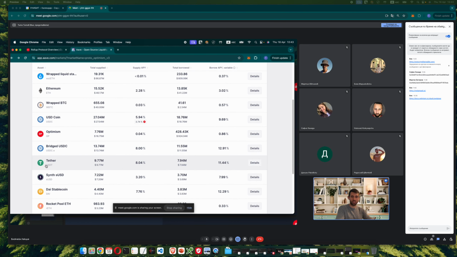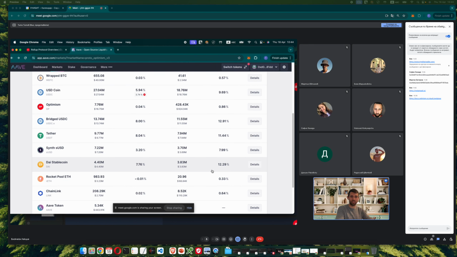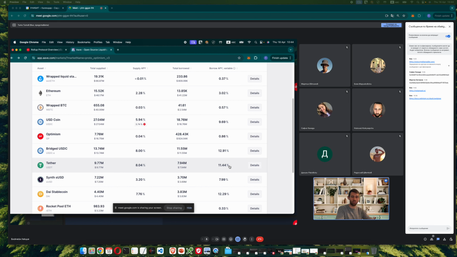Another token, for example, is Tether, which is another stable coin, same as, I mean, DAI is also a stable coin, and they can return you even higher percentage. For DAI, it's like 12%, for Tether it's 11%. So, in my opinion, these are some very good percentages of profit that you can make only by supplying your tokens here, and some other traders can use it for liquidity. But again, they cannot take the money and run away because everything is backed by collaterals.